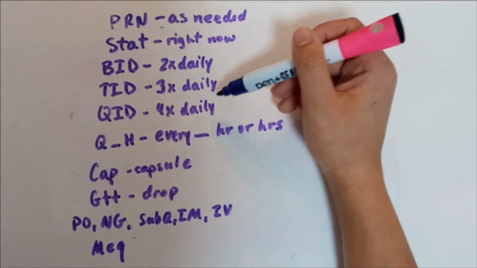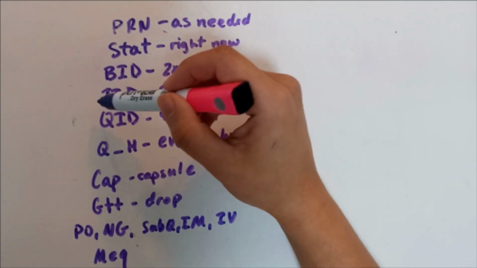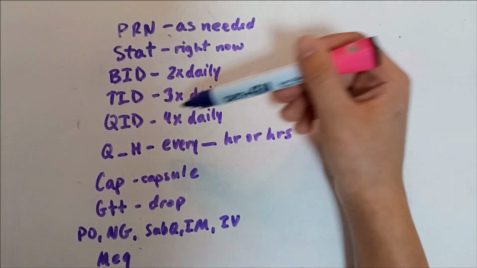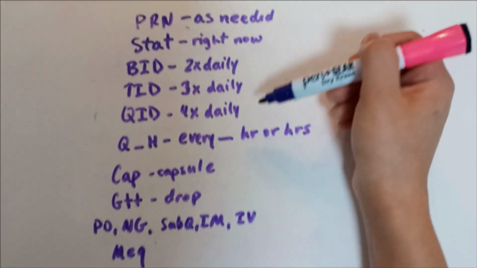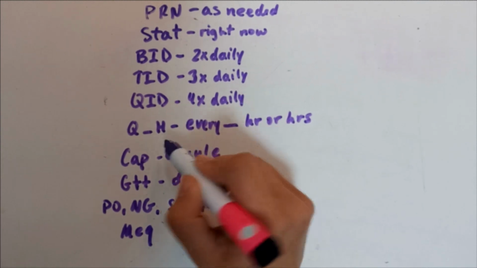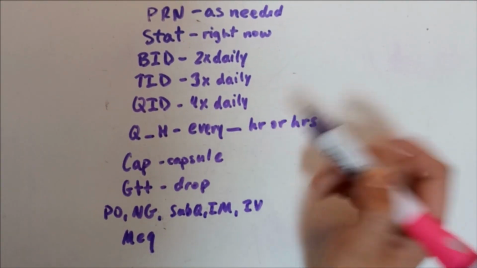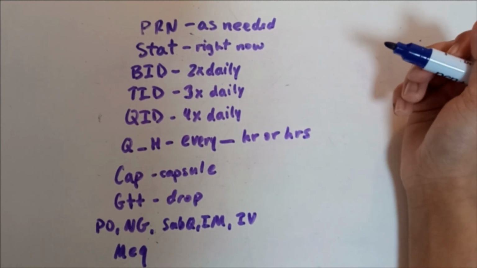BID, TID, QID. So bi is 2. Tie, I think like try, so 3 times a day. And then QID, like quad kind of, is 4 times daily. Okay, Q, this is a blank. You put in the number of hours. H means every so many hours. So these two are really important to know the difference when you're doing your calculations.